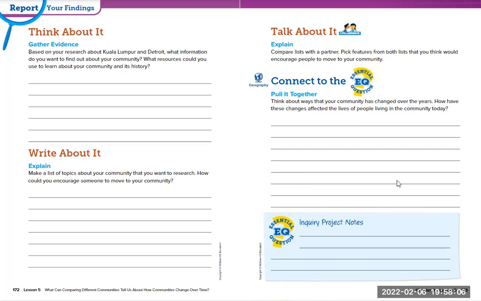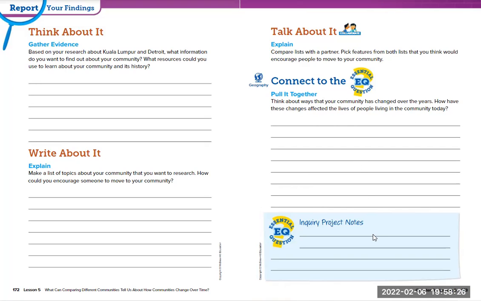Because if you look at even our own community, we know that it's not just one group, it's a mix of people. It has people from every different culture from almost every part of the world. And so that definitely affects how the community that we live in today looks like.